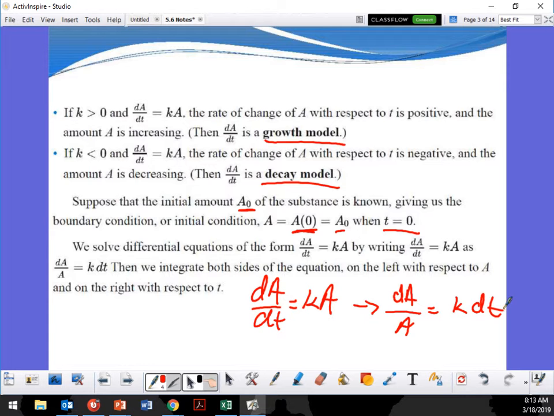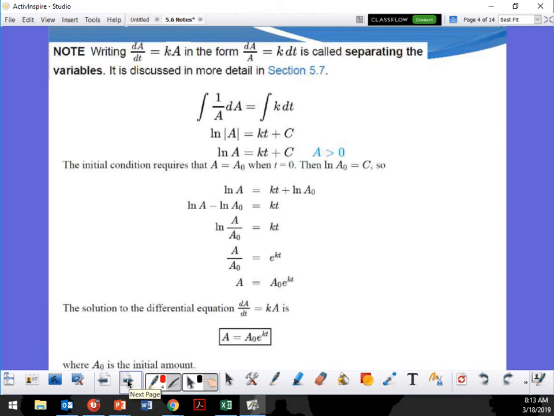And we integrate both sides of the equation, on the left with respect to A and on the right with respect to t. So all your A's are on the left, and on the right you have t. So I'm doing the integration in terms of t on the right, integration in terms of A on the left. So the whole thing, all the way down, all the way to here: A is equal to A sub naught times e to the kt. I made sure I put all the algebra in there for you, where A sub naught is the initial amount.